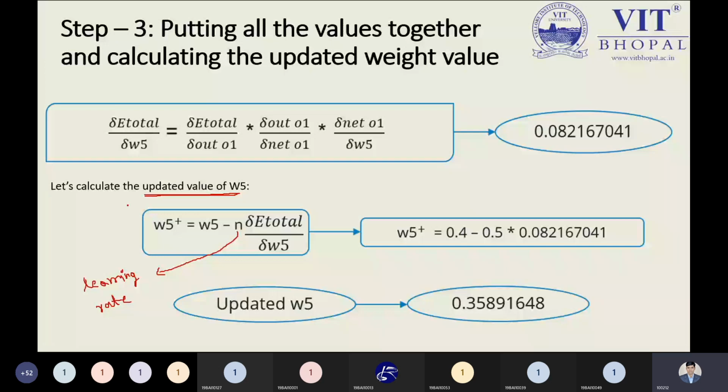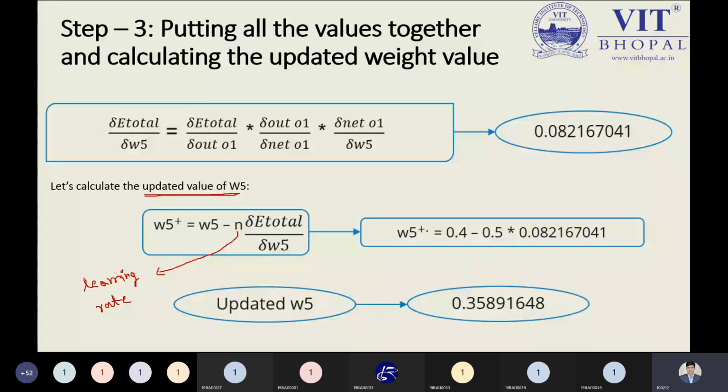It should not be more than 1, and it should not be equal to 0. You can't take 0. That is the point you are required to keep in mind. If you take 0, what is the difference between the updated weight and the old weight? So the learning rate should lie between 0 and 1 only, and you have to multiply it by the derivative portion as we have calculated.